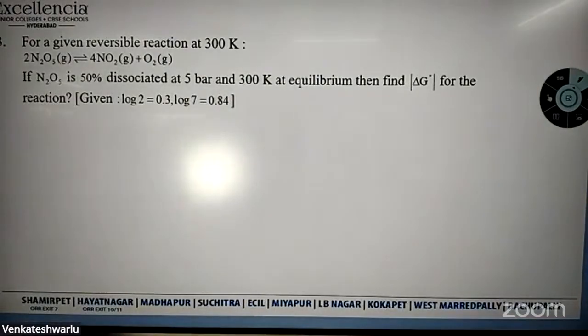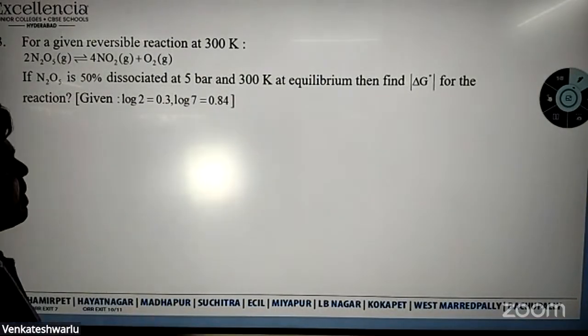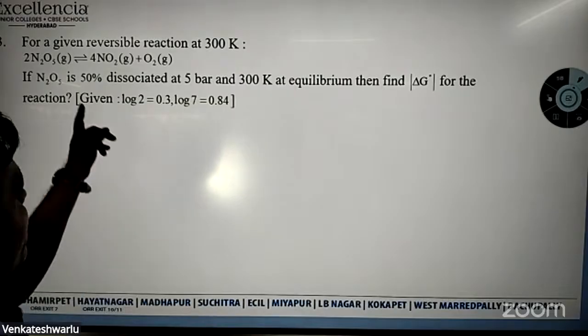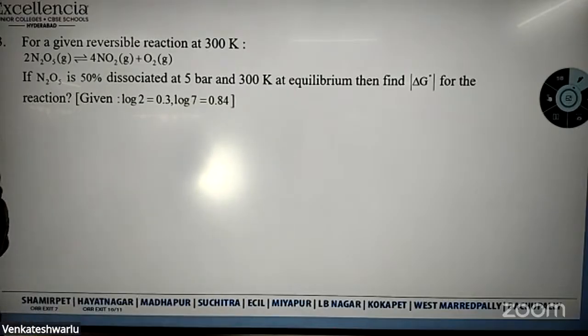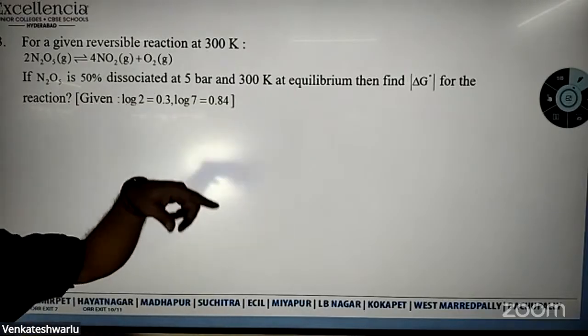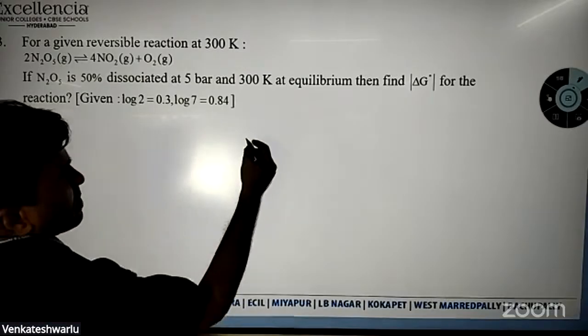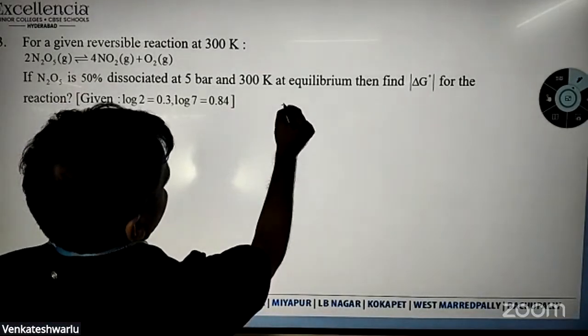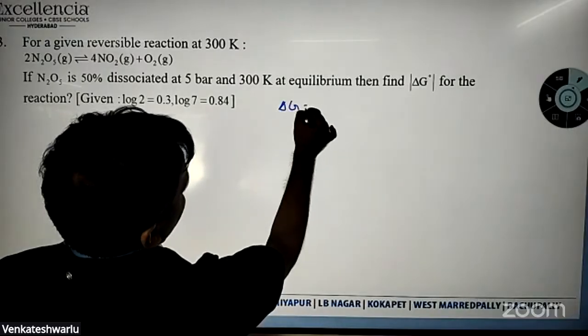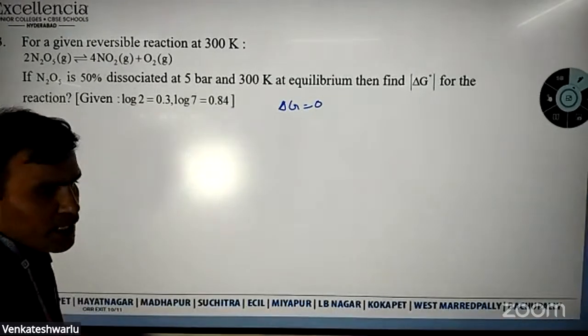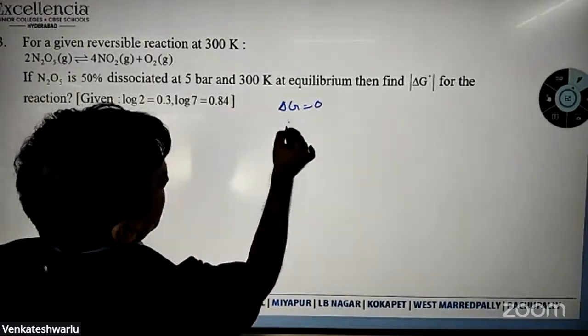Now this question is from the chemical equilibrium chapter. A reversible reaction is given here, and N2O5 is 50% dissociated at 5 bar and 300 Kelvin at equilibrium. Then find the delta G naught for the reaction. The first thing is, when a reaction is at equilibrium, delta G is equal to 0.